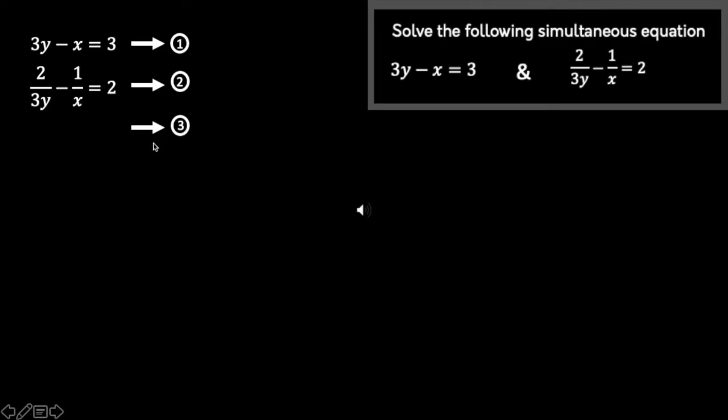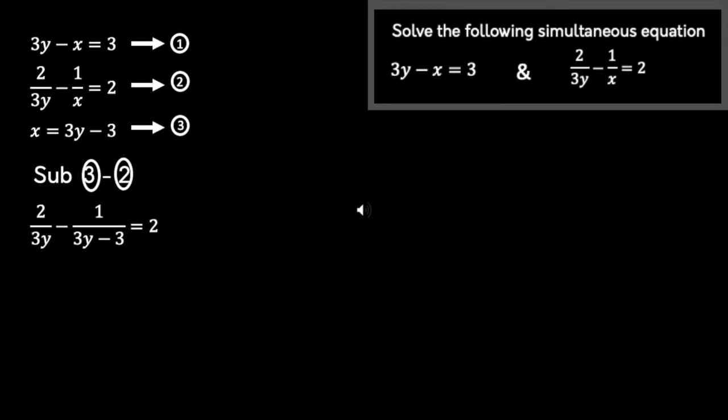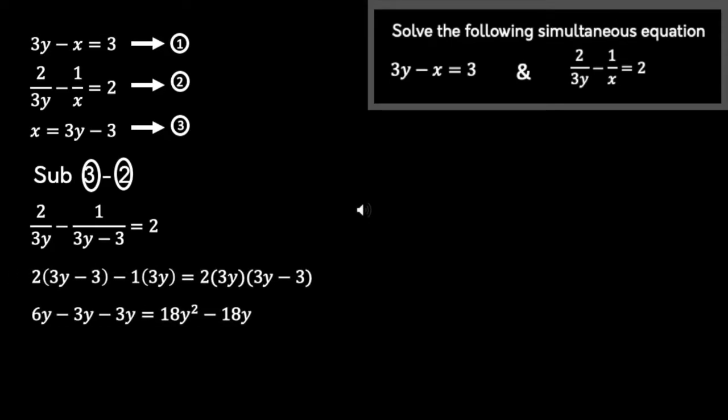And equation 3: from equation 1, make x the subject of the formula, so x equals 3y minus 3. Substitute 3 into 2. So it will be 2 over 3y minus 1 over 3y minus 3 equals 2. So the answer will be 18y squared minus 21y plus 6 equals 0.